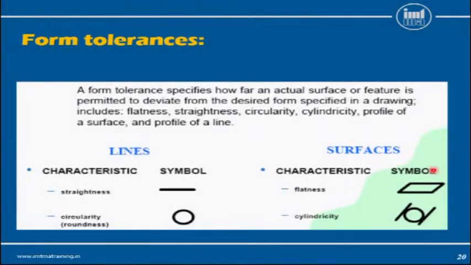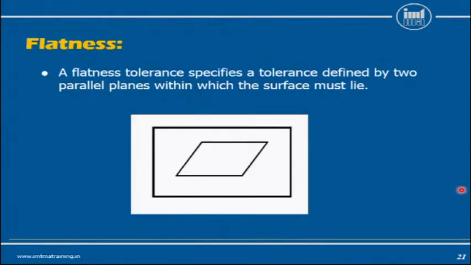Well, now we are ready to start our brief discussion on the form parameters. As we have discussed earlier, under the form group of parameters, we have 4 controls. One is straightness, second is flatness, third one is circularity, and the fourth one is cylindricity. In this introductory module, we will speak about the flatness parameter.